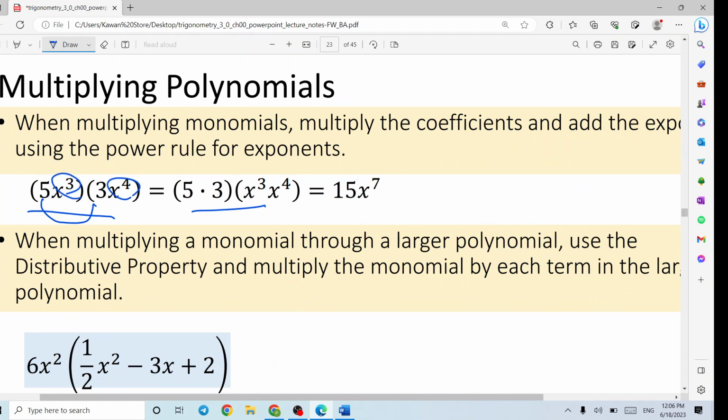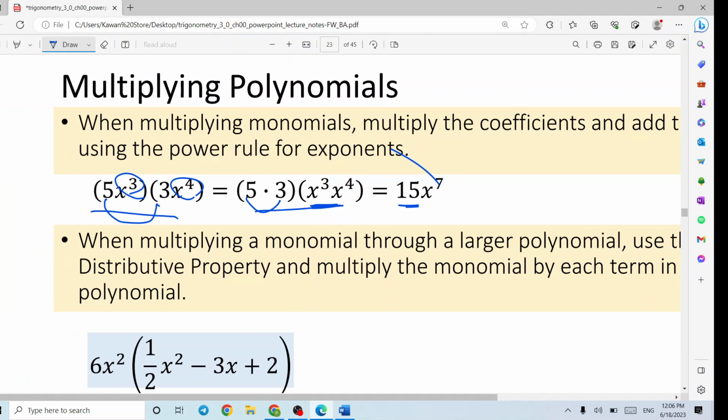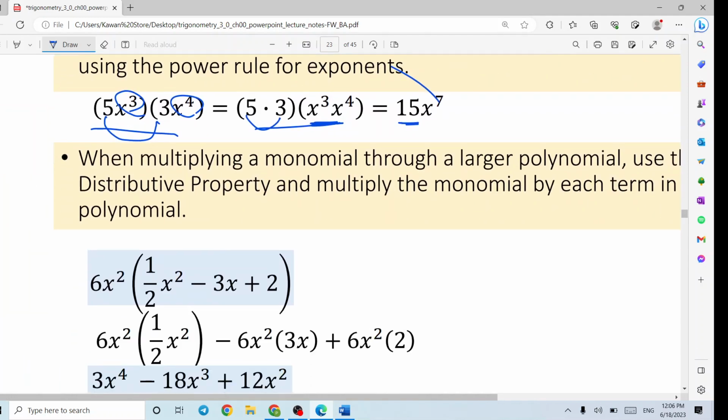Am I right? So 5 by 3 is 15. X to the power 3 and x to the power 4, the bases are equal, so we are going to add the exponents. How about if I have distribution? It means that I have something multiplied outside of the parentheses, or brackets. So how do we do that? One by one. Am I right?